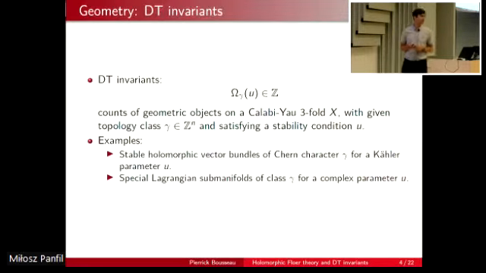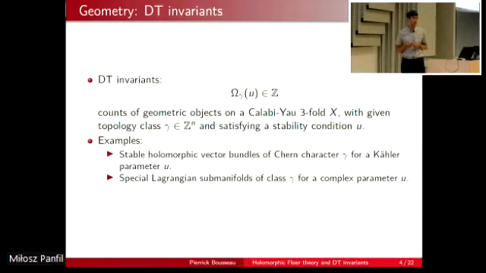Okay, so I'll start at the beginning by saying a few words about what Donaldson-Thomas invariants, or DT invariants for short, are. First of all, from a geometric perspective. In geometry, there are integers that I denote as Omega_gamma(u), which are counts of geometric objects on the Calabi-Yau threefold X with given topological class gamma. So gamma is some discrete topological label which typically lives in some lattice Z^n. And these geometric objects satisfy some stability condition determined by some continuous parameter u.